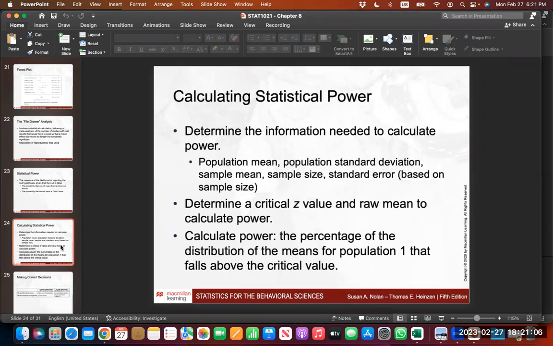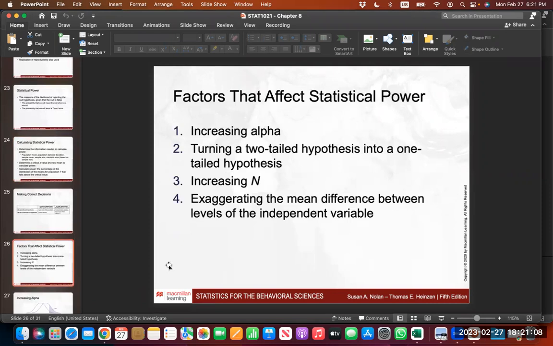And there are ways how you can actually affect power. The way to affect power is by increasing your alpha, which makes sense, right? Because you're now willing to accept a higher risk that you're actually wrong, that you're more likely to reject, although it could possibly be wrong. You turn a two-tailed hypothesis into a one-tailed hypothesis, which goes in the same direction in a way. You increase your N, which decreases your variability, or you exaggerate the mean difference between the levels of the independent variable.